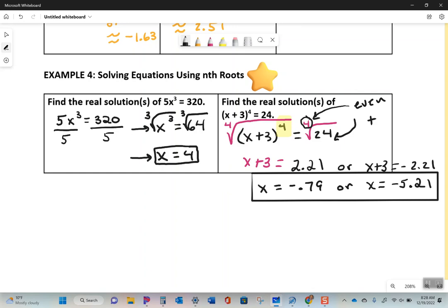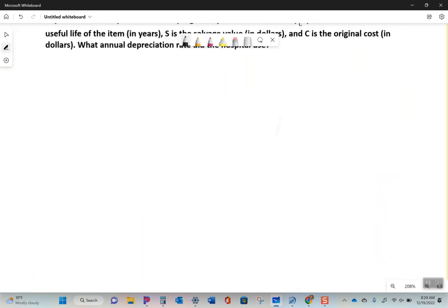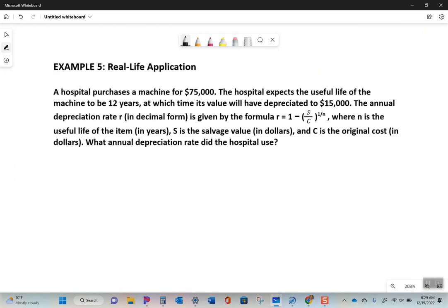Okay, well then let's roll on to this last page here. I think I have one more example left. Is that true? Yep. All right, let's talk here real quickly. Example 5 is a real life application. So we got to be thinking either rational exponents or nth roots of something here. So let's talk about this.